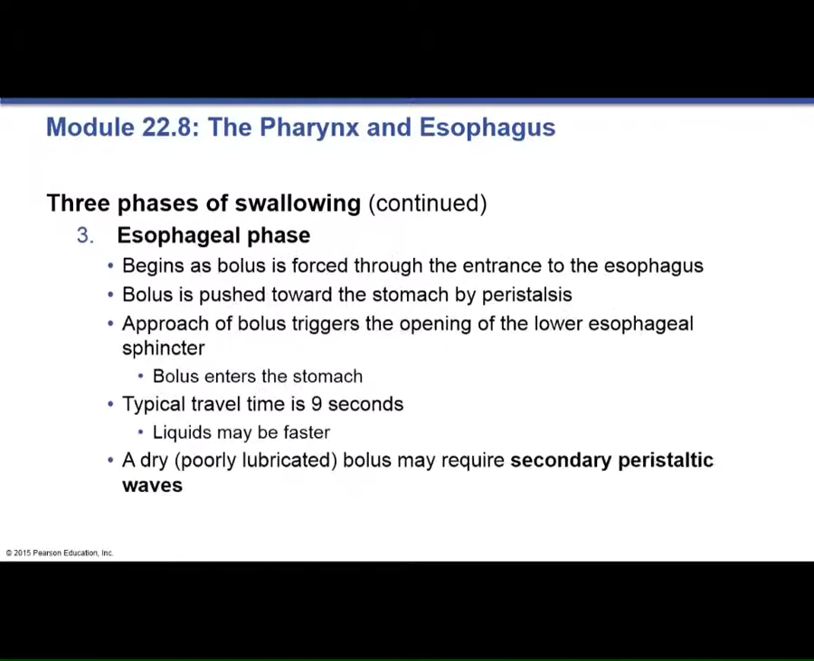Now, in the third phase, you're in the esophageal phase, and now you're definitely way beyond any kind of voluntary control. The bolus is being forced through that upper sphincter down into the esophagus. It's pushing down through peristalsis, and as it almost gets down to the lower esophageal sphincter, that sphincter will open. And typically, the travel time from oral cavity, from the beginning to the end of the esophagus, is about 9 seconds. Liquids, of course, are faster.